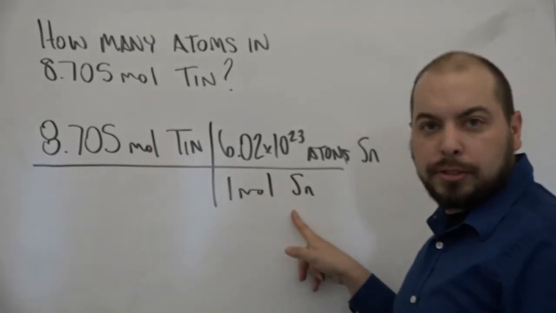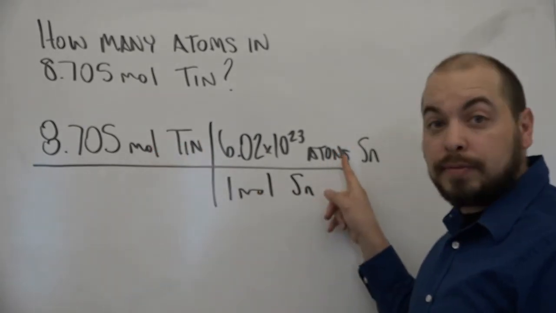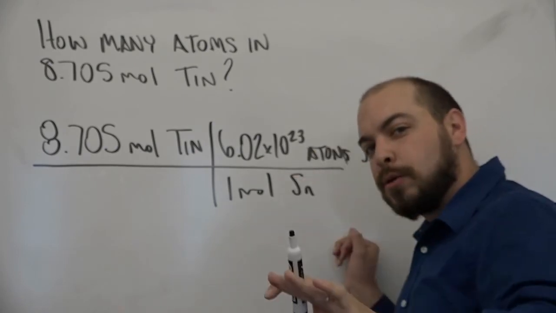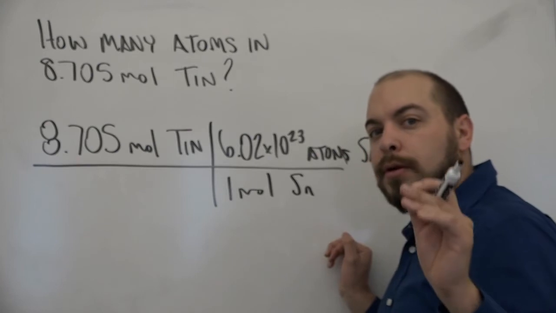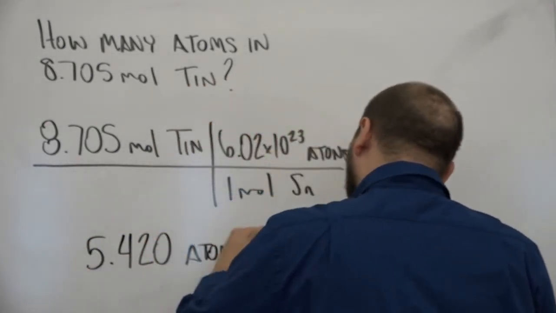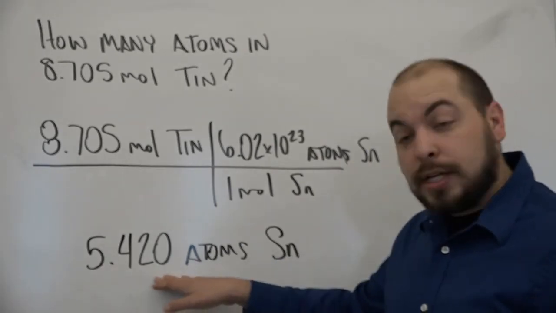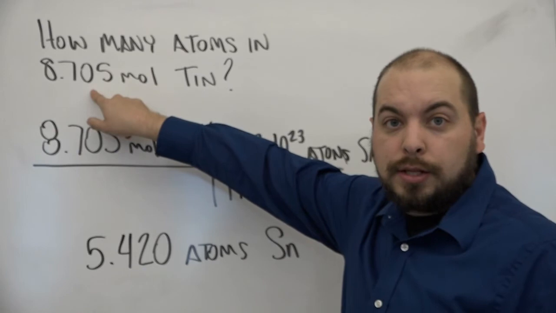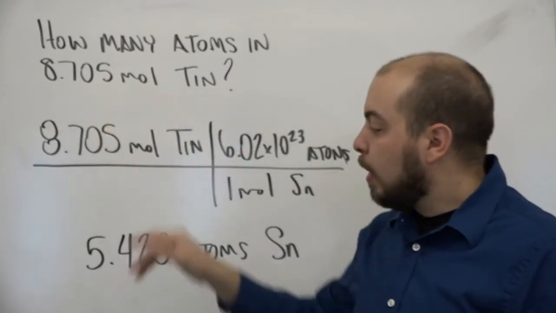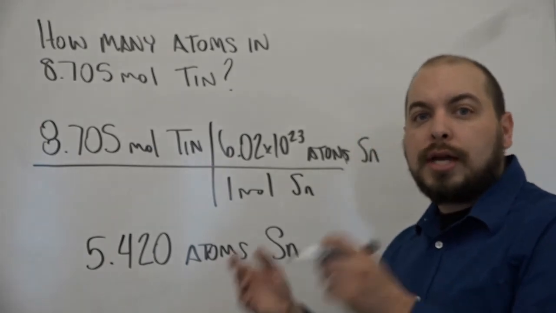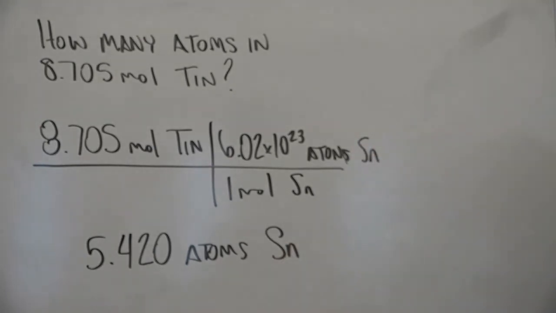Moles of tin cancel with moles of tin. We end up with atoms of tin, and our answer is 5.420 times 10 to the 24th atoms of tin. Remember, there are 4 sig figs in the answer because there are 4 sig figs in the original problem. All right? In the next problem, we're going to do an example to show you going the opposite direction.